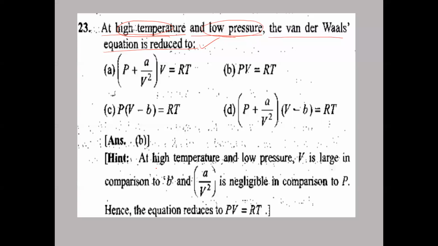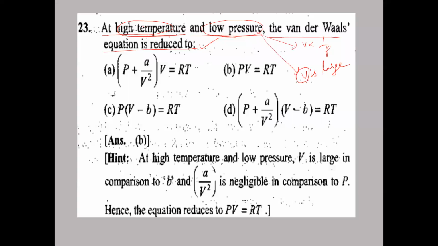So at high temperature and low pressure, any gas will behave like what? Ideal gas. Any gas will behave like an ideal gas at high temperatures and low pressures. Low pressure means, volume is inversely proportional to pressure, so when pressure is low, volume will be large.